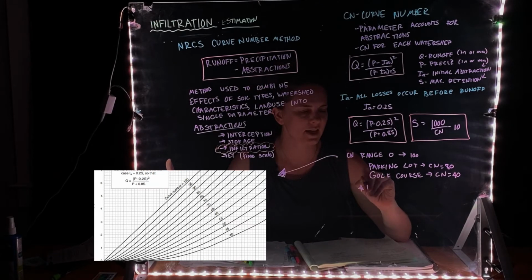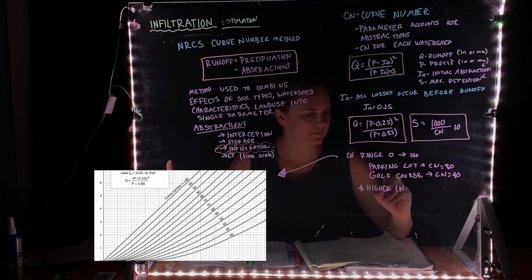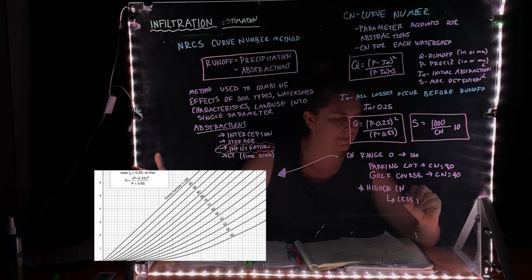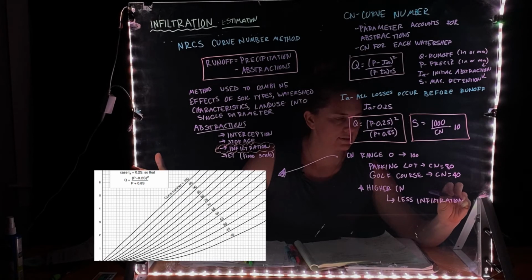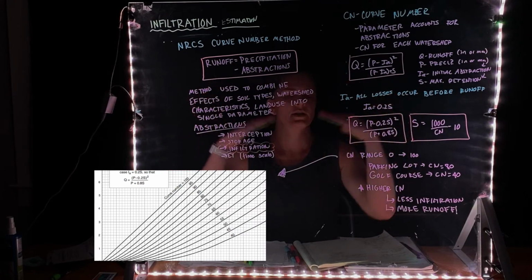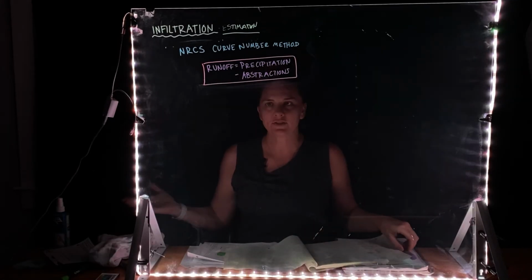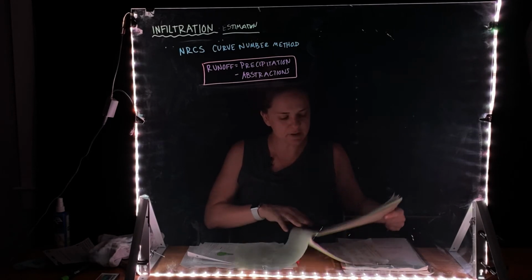Okay, so to summarize some of that, the higher your curve number is, this is going to suggest less infiltration and more runoff. Okay, so higher curve number is going to mean less infiltration, more runoff, and then thinking about where all that runoff is going to go. All right, so you know a little bit now about the NRCS curve number method.